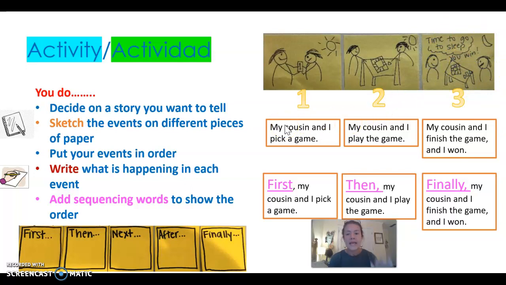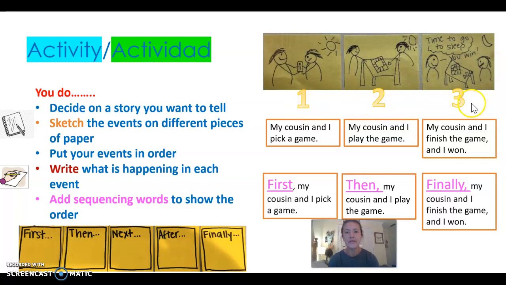Then I moved those pieces around in order. And I put them in first, second, and third. I put them in order of what happened beginning to end. So the first thing that happened was my cousin and I picked a game. Then my cousin and I played a game. And finally, my cousin and I finished the game.